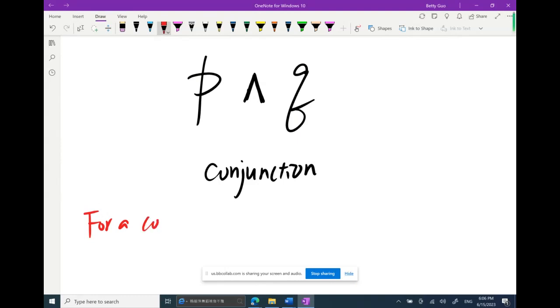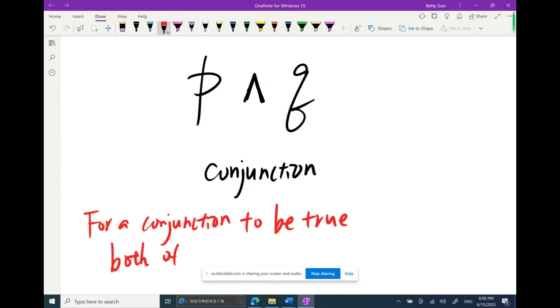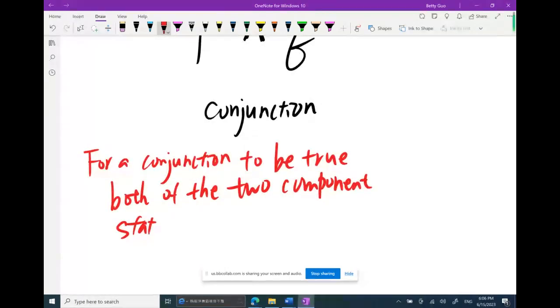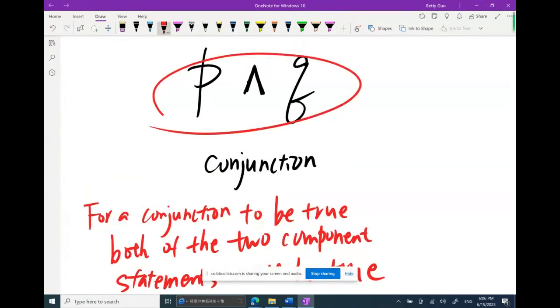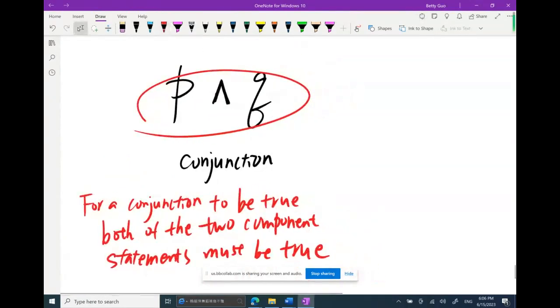For a conjunction to be true, both of the two component statements must be true. In other words, for P and Q to be true, both P and Q must be true.